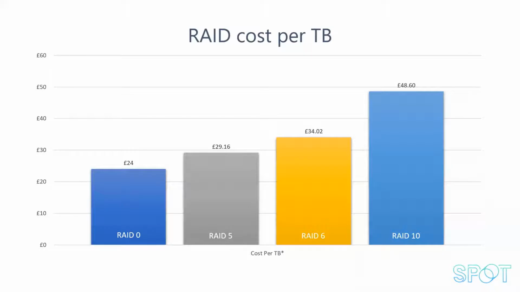RAID 5, you obviously need that extra drive. RAID 6, you need those extra 2 drives for the RAID. And then RAID 10, you'd essentially need double the drives as usable storage.